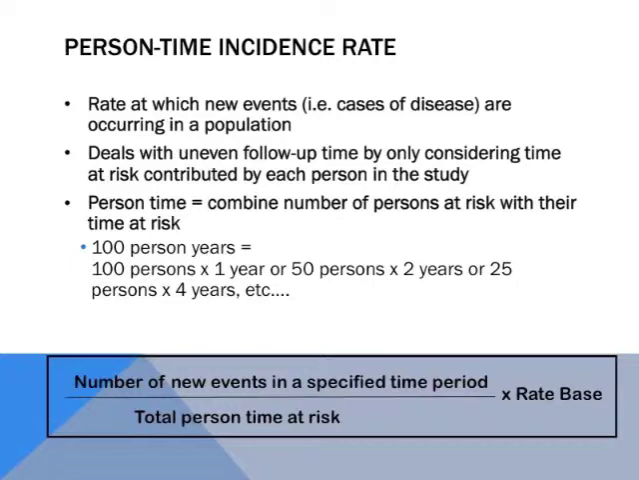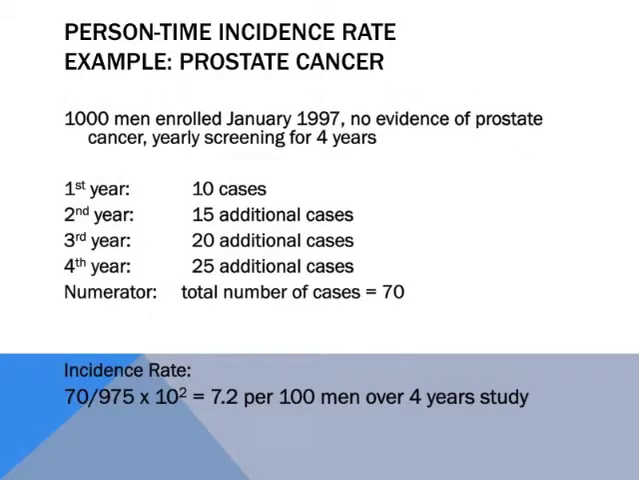The numerator is the same as for the incidence rate, but the denominator is the total person time at risk, and this is computed by summing each individual's time at risk. So if we use an observational study describing the incidence of prostate cancer as an example, 1,000 men who are free of prostate cancer are enrolled and followed for 4 years.